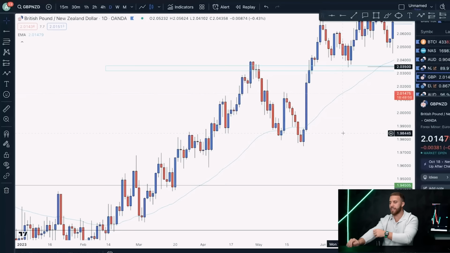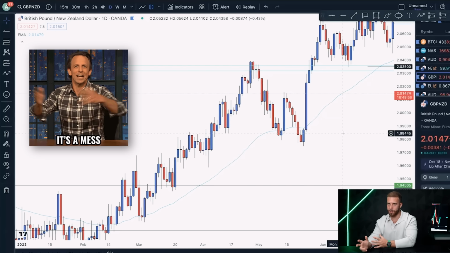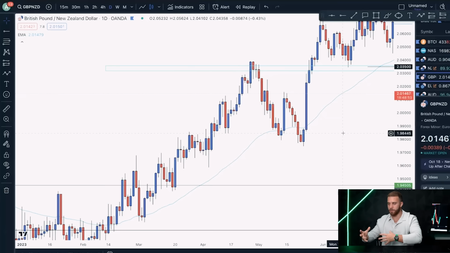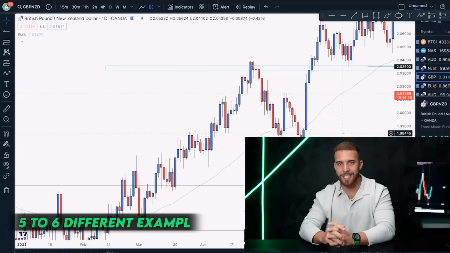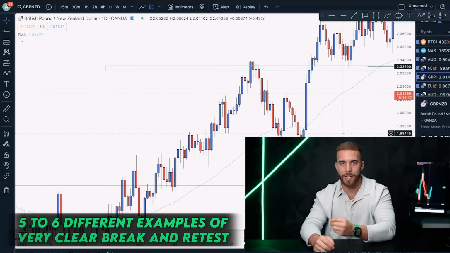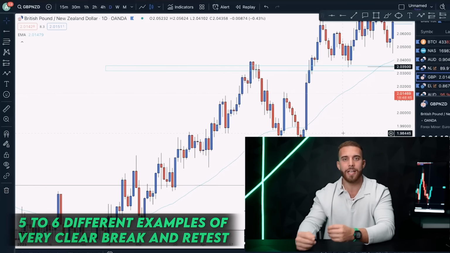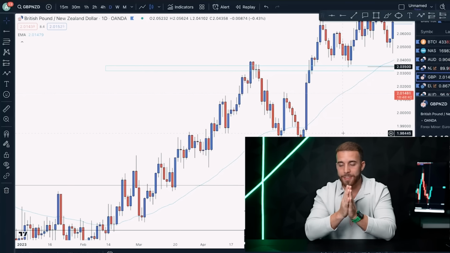So now let's actually get into the market so I can show you some very clear examples of how Break and Retest works. As you can see right here, to some of you this might look like a very messy chart, or a chart that goes to the upside but you can't really see it clearly. But little do you know, there are about 5 to 6 different examples of a very clear Break and Retest that happen here continuously. Now, on this chart we are on the daily time frame.